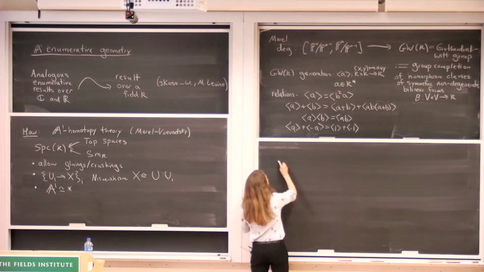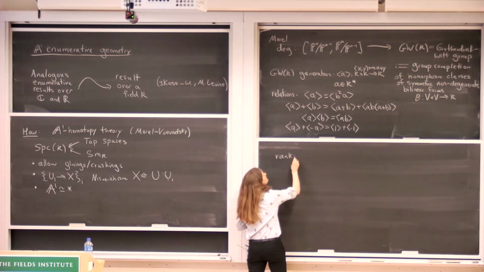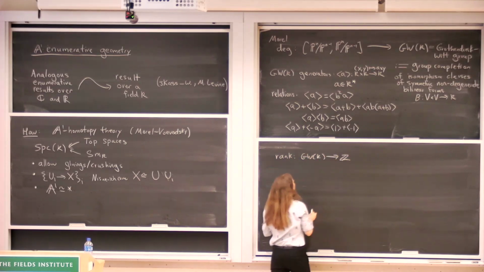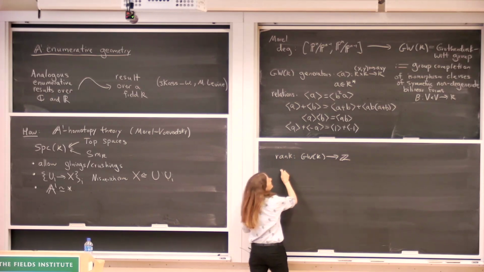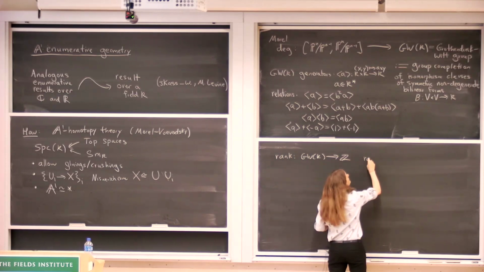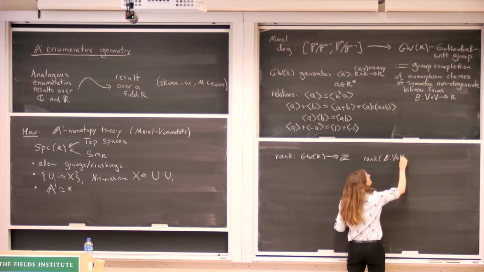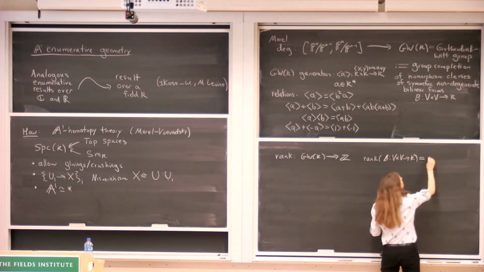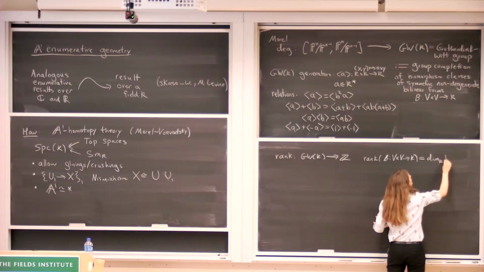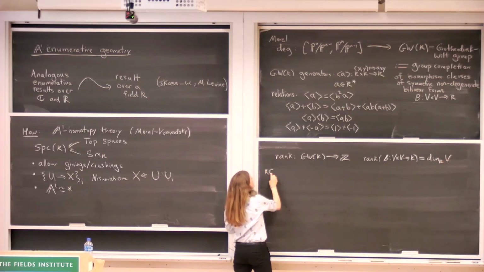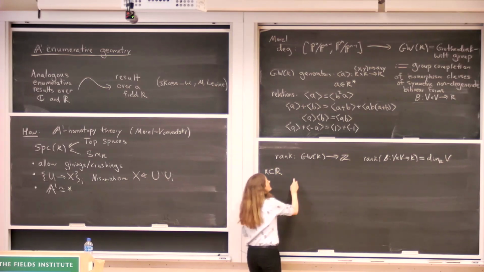So there's the rank, which goes from GW of K to the integers. And it takes the rank of this beta, V cross V to K, to be equal to the dimension as a K vector space of V. For K inside the reals, or any totally ordered field, we have a signature.